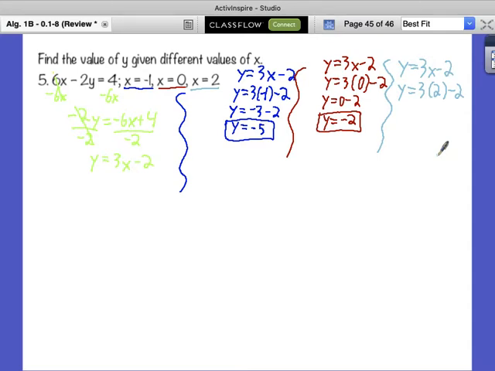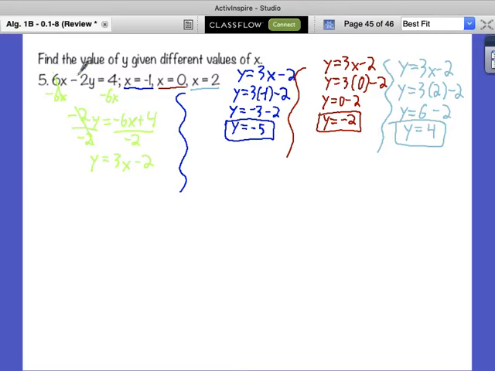Oh, nice. What's 3 times 2? 6. Looks like you didn't even miss it. What is 6 minus 2? 4. Once again, is it faster to plug into this light blue, or into this one?